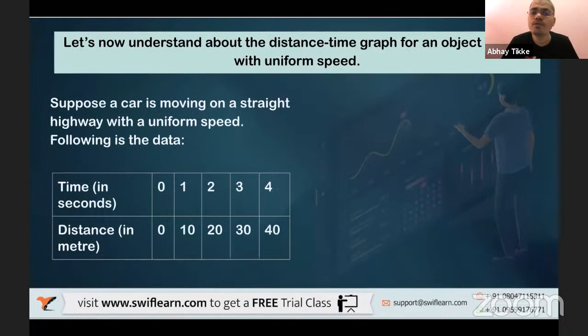So suppose a car is moving on a straight highway with a uniform speed and following is the data. ये डाटा दिया है. टाइम कितना है सेकंड में? 0 1 2 3 4 बढ़ते जा रहे हैं. डिस्टेंस क्या हो रहा है? 0 10 20 30 40.